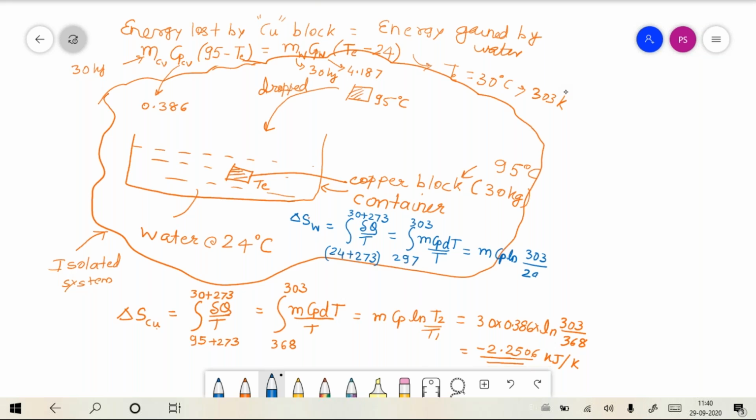Cp of water here is 4.187, and the mass of water is 30 kgs. 30 liters means 30 kgs. Okay, so that will give you an answer, and you'll find that that answer is positive, and you can write down that answer. Yeah, Akanksha has got this correct.